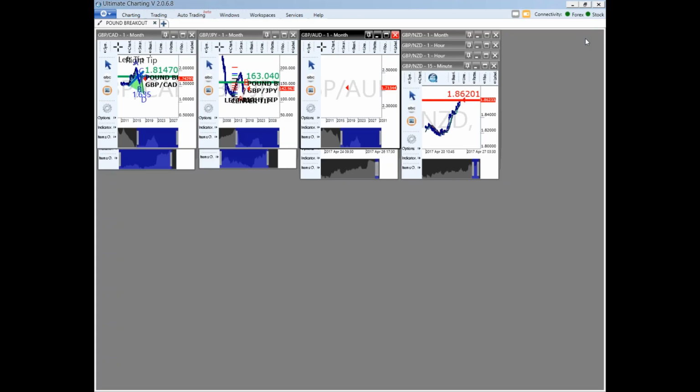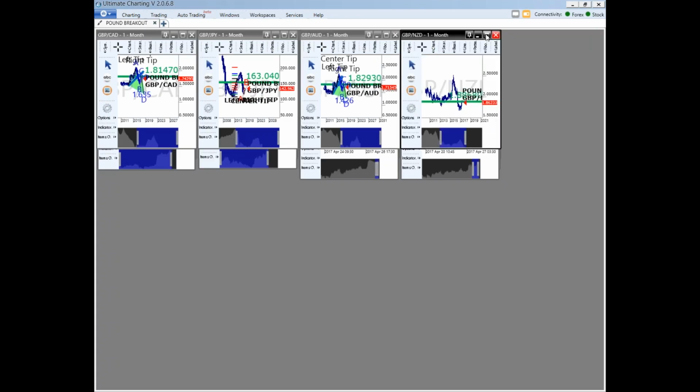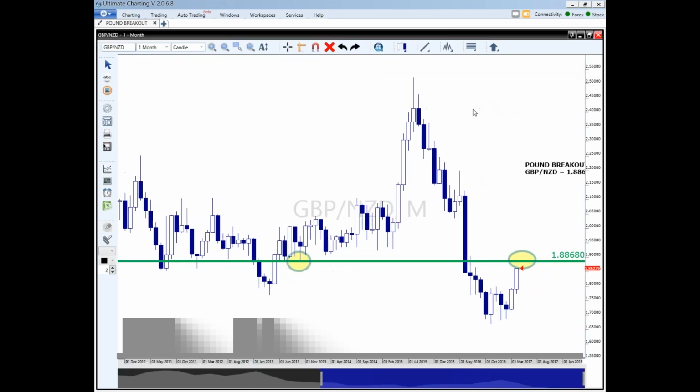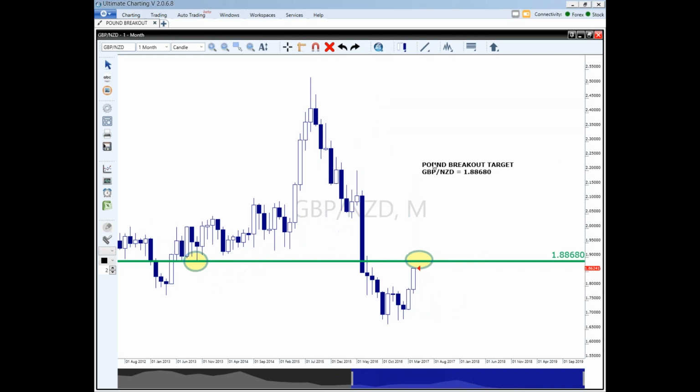So that is the pound Australian. Last but not least, we've got here the pound New Zealand. And the pound New Zealand's price point target is at the following. So let me go ahead and post this in the chat box. Last but not least, it is the price point of 1.88680. And that's for the pound New Zealand.